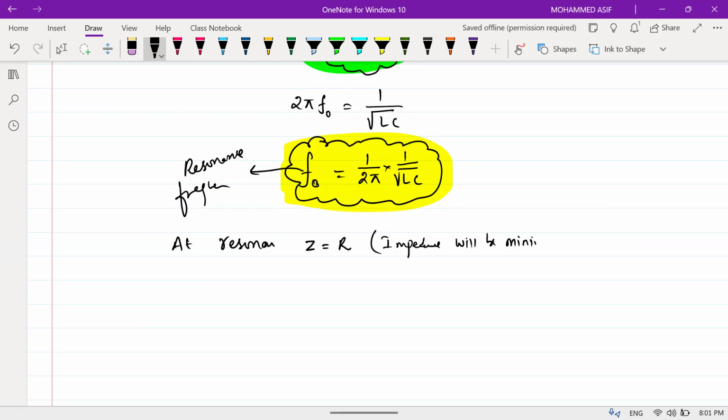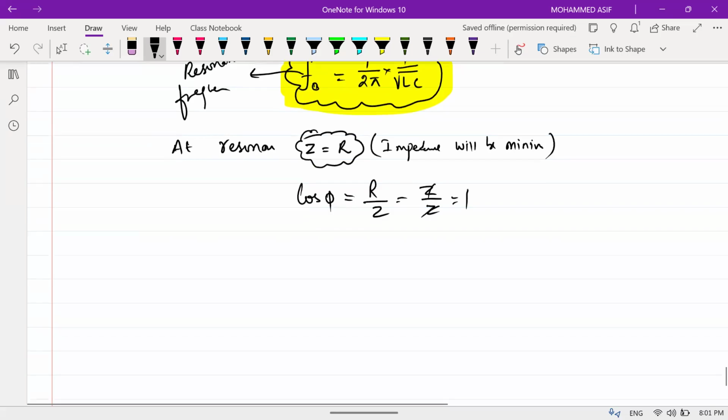So when will the impedance be minimum? What will be your answer? Z must be equal to R. That means what is the value of cos phi? Cos phi is equal to R divided by Z. So it is Z divided by Z, that is equal to 1. So the cos phi value will become how much? 1.